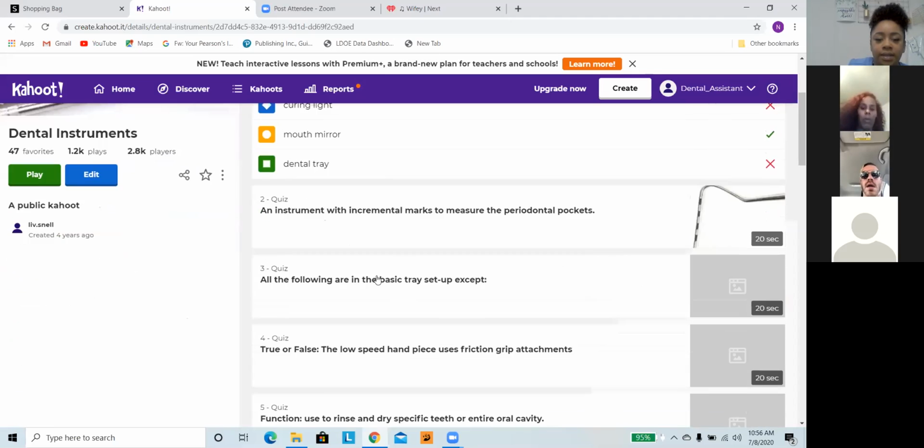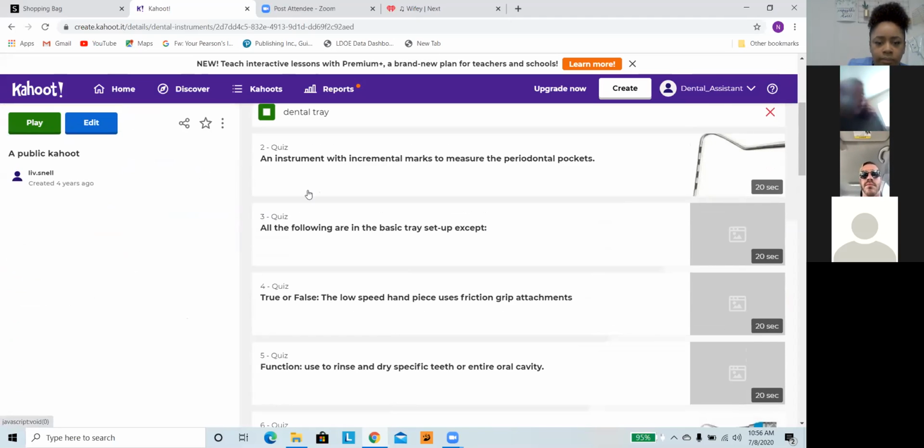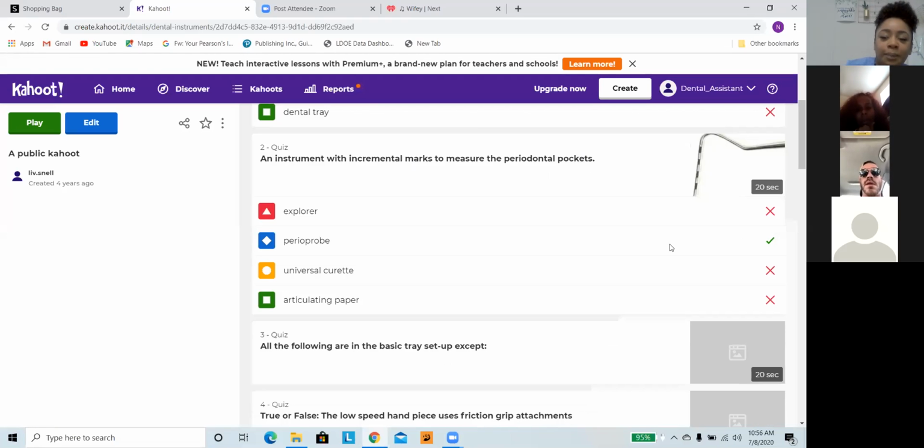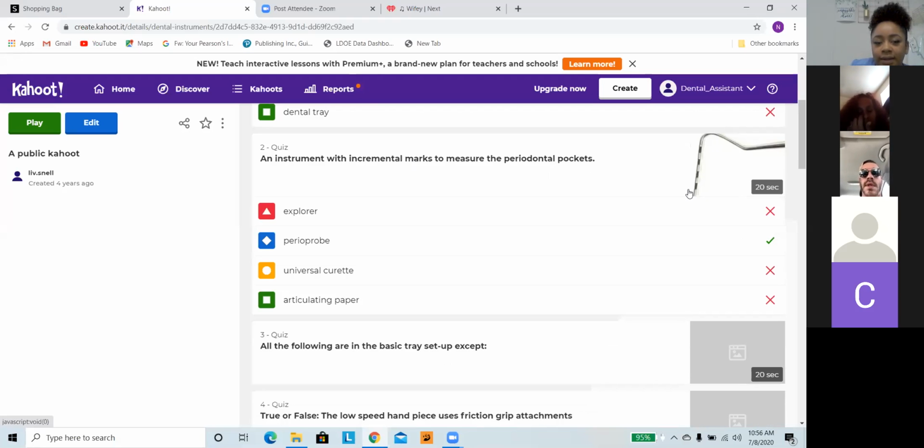Your next one says, it's an instrument with the interceptual mark that measures the periodontal pockets. Is it a periodontal probe? Yes, very good. It actually kind of gave you a picture, if you can see right here. Can everybody see that? Okay, so remember with that probe, these little black bullets are our ruler that measures those pockets, okay?